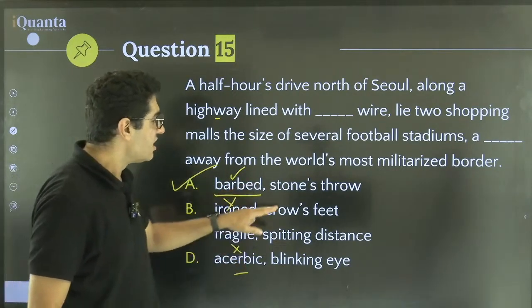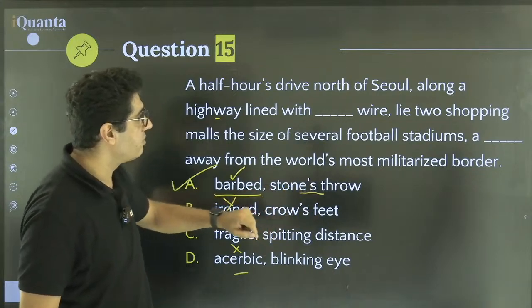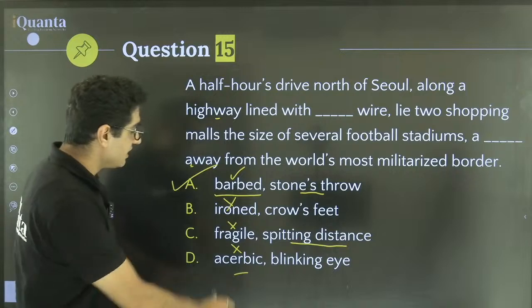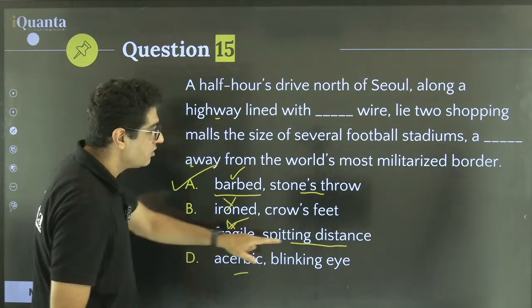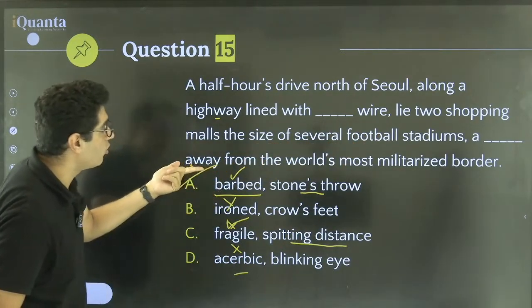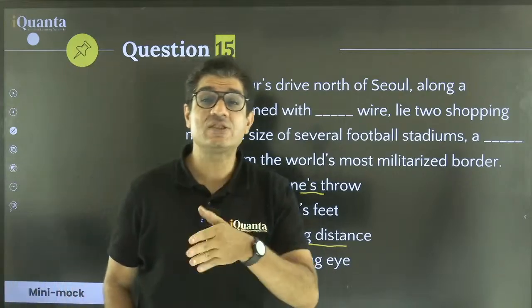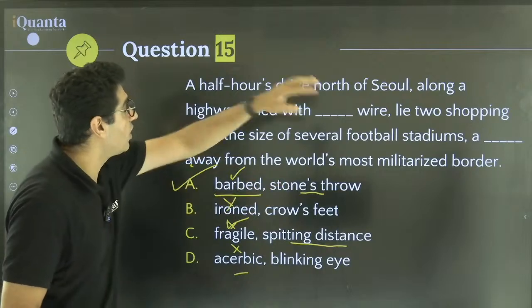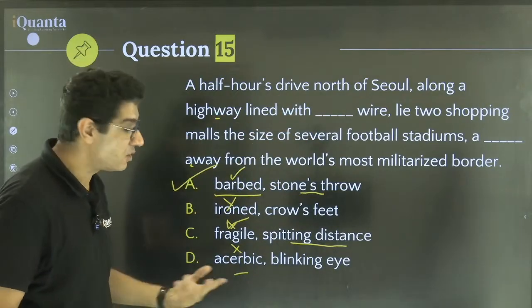Let's look at this. So when something is a stone's throw away or within a spitting distance, see, even if you chose fragile, you'd notice spitting distance is not followed by away. If something is within spitting distance, it means it's very close. If something is a stone's throw away, once again, it means it's something very close.